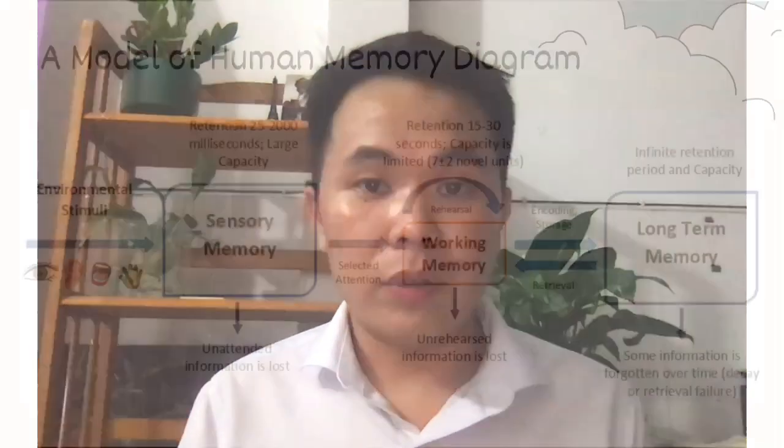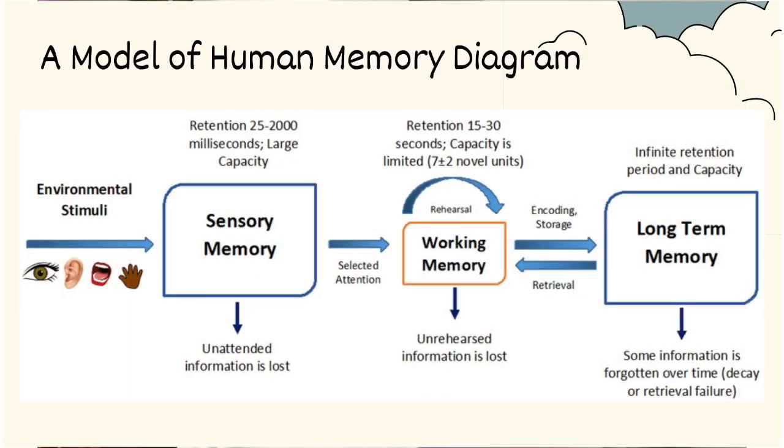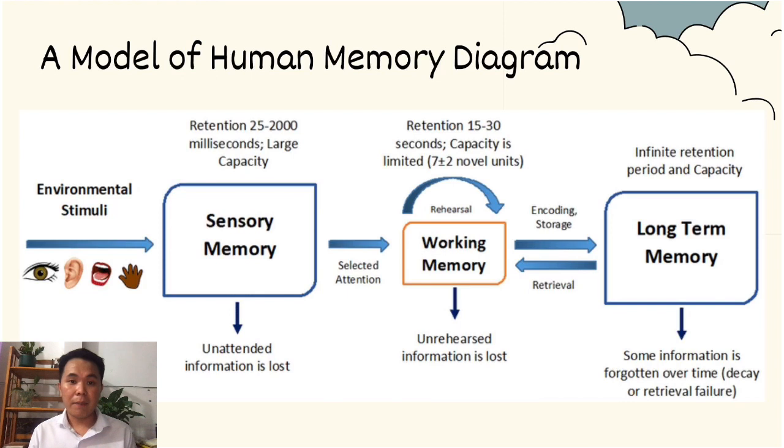Well, now we move to another thing. It is about the diagram of the model of human memory that was created by 2 famous American psychologists, Atkinson and Shiffrin. Now let's begin with the sensory memory.